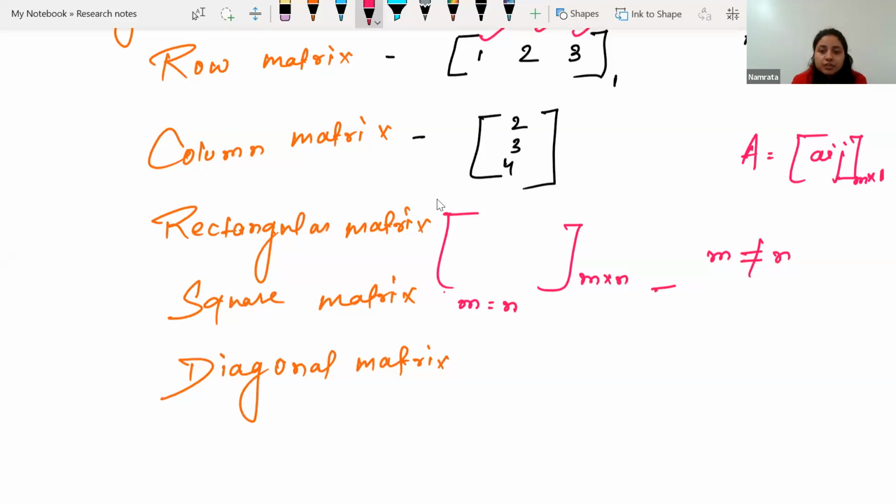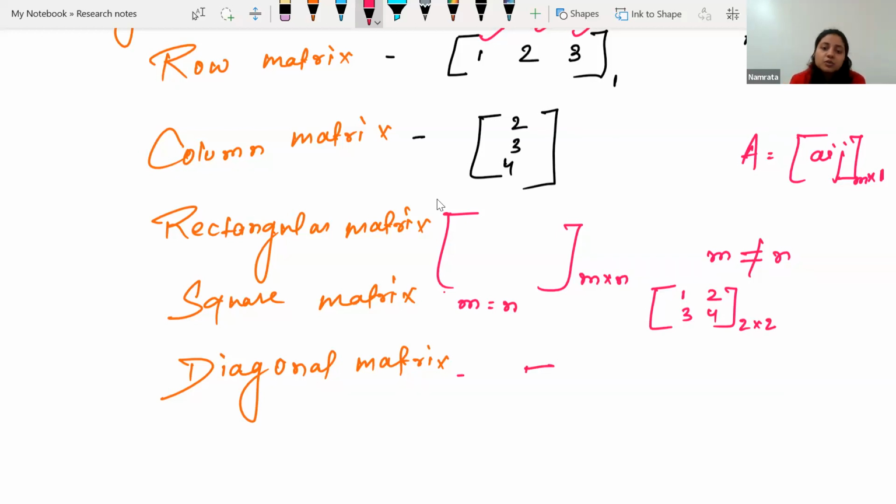Okay, the format of a square matrix will be like 1, 2, 3, 4, like this. Here we are having 2 rows, 2 columns. Okay, 2 cross 2. So for a square matrix, m and n have to be the same.